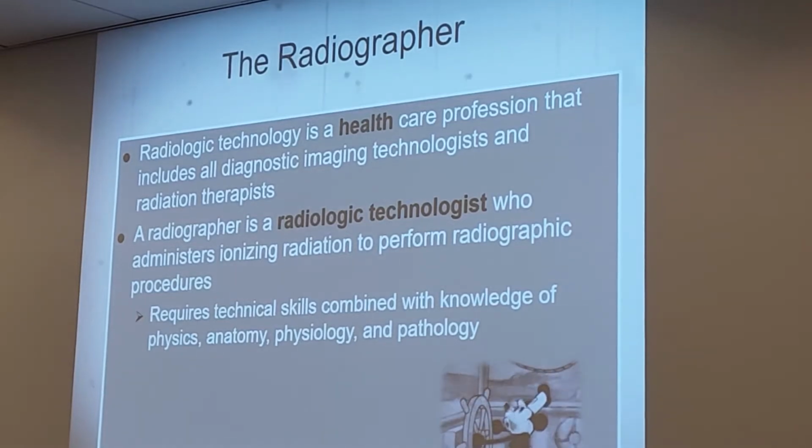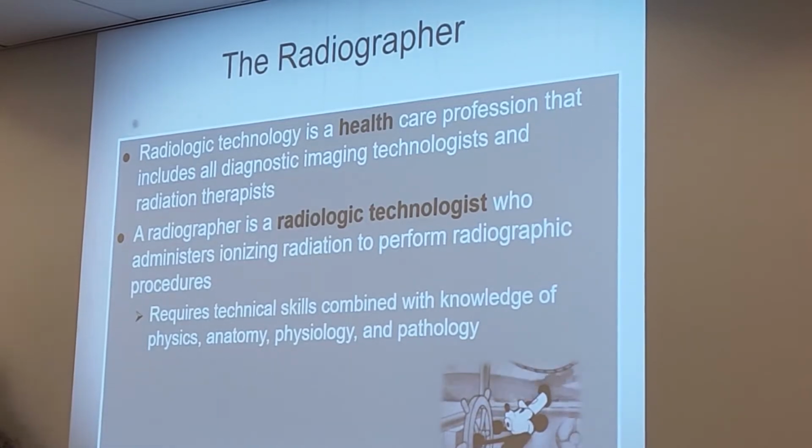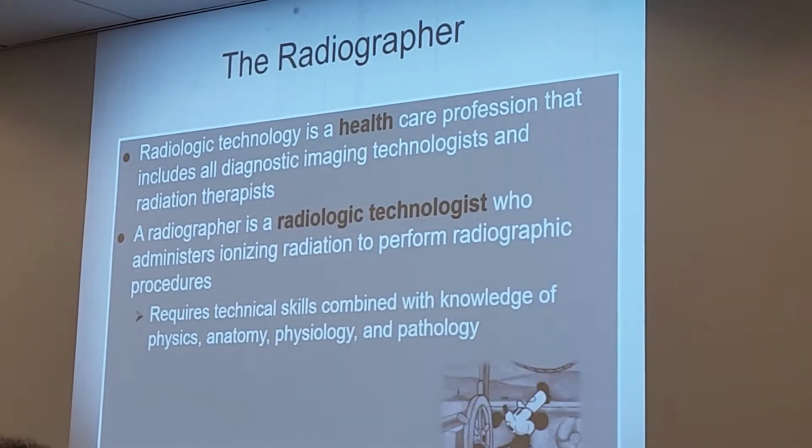Out of curiosity, does anyone know what the difference between anatomy and physiology is? Yes? Anatomy is the actual parts, physiology is like the functioning and how it works. Very good. So anatomy is the physical part itself, and then physiology, how it functions, how it moves, how it acts.